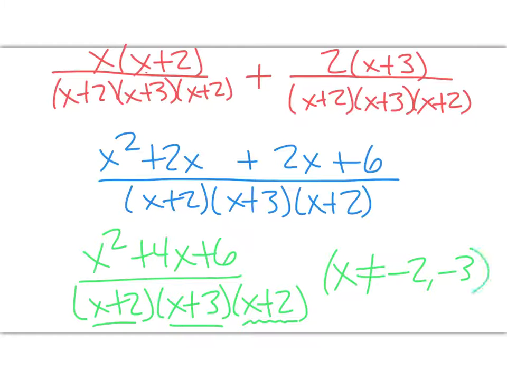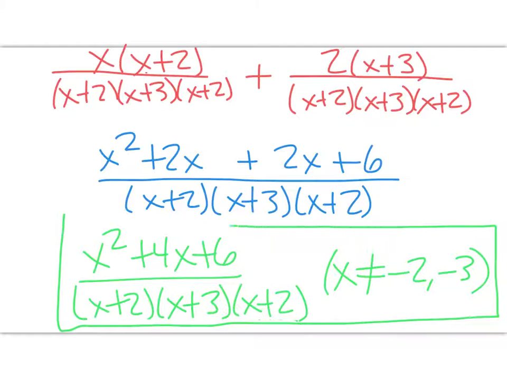We've already got that. Here are our domain restrictions, and we'll put a big box around everything so that we can indicate that all of this is the solution, not just the rational expression, but also the domain restrictions. We don't let x be negative 2 or negative 3, but the main part of the solution is x squared plus 4x plus 6 all over x plus 2, x plus 3, x plus 2.